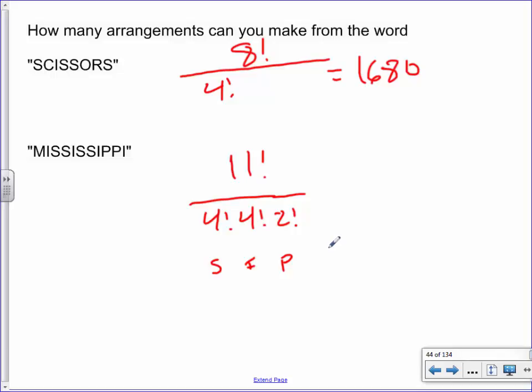Now, if I can give some advice about how to put this in your calculator, type it like this: 11 factorial divided by bracket 4 factorial, 4 factorial, 2 factorial, close bracket. Because you don't want to mess up the brackets whenever you divide by something like that. Put the whole bottom in a big bracket.